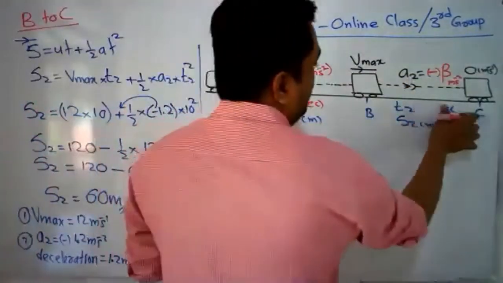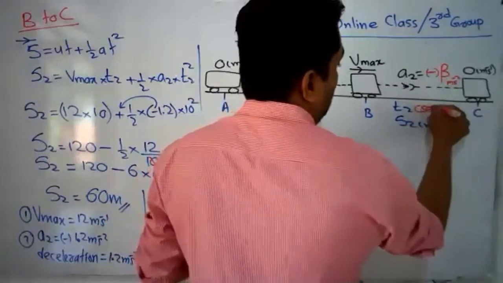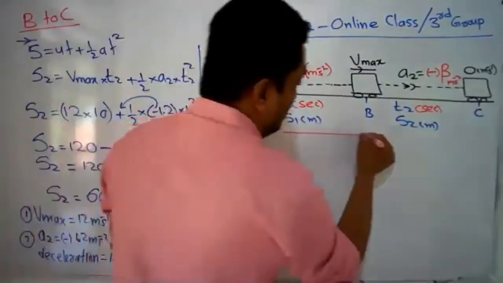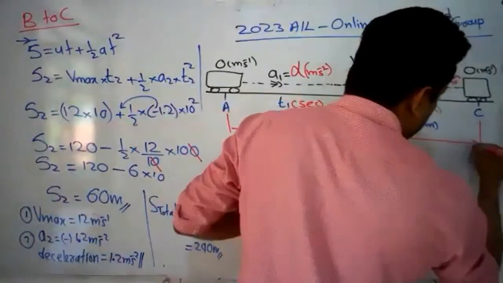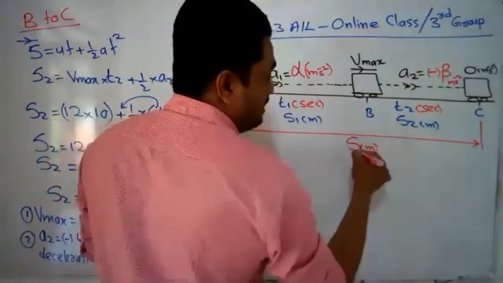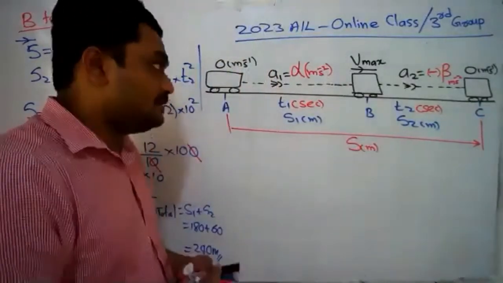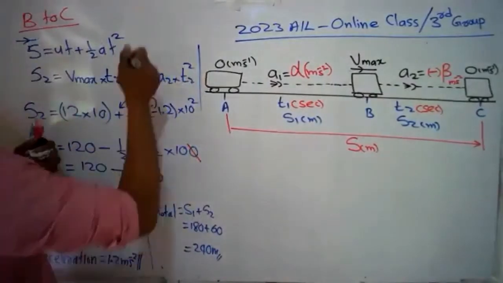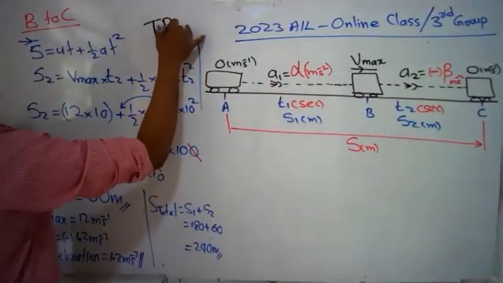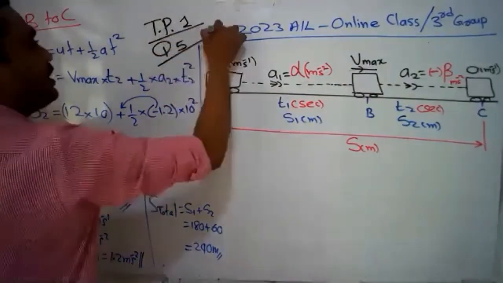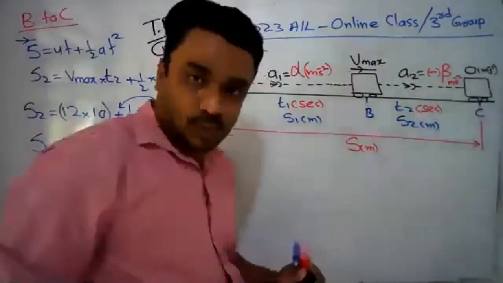And they have not given the time taken. The only data given in the question is that the total displacement is s meter. So please draw this figure for theory paper 1, question number 5. Draw this figure quickly.